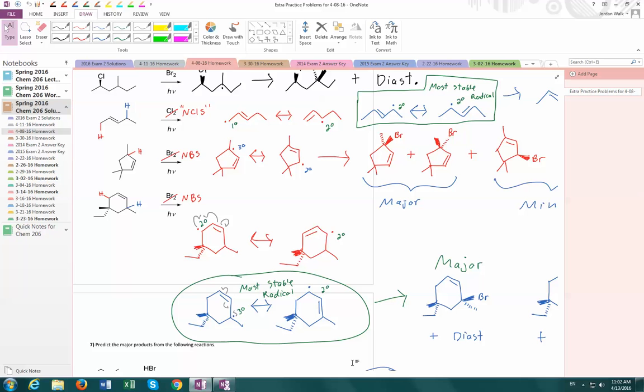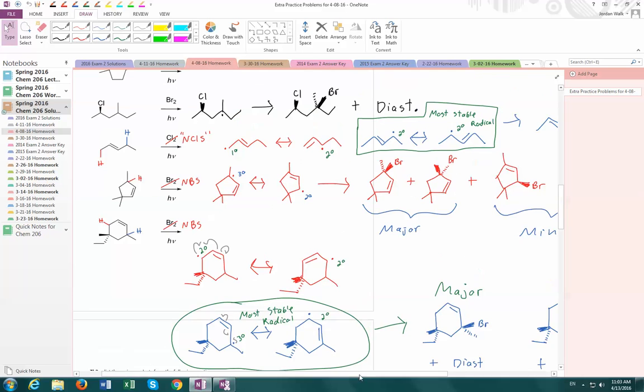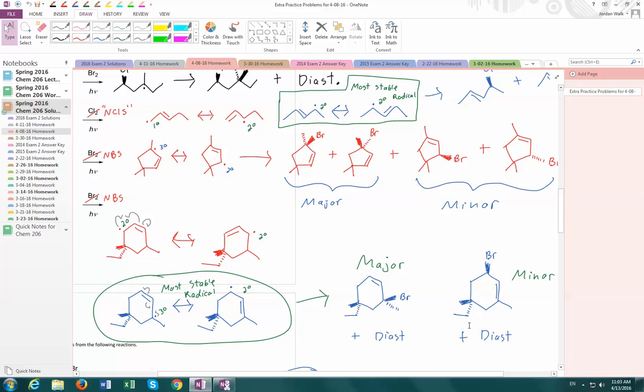So when we talk about major products, I'm asking you, of these resonance contributors, which carbon has the most radical character? Since this is the more important contributor, our major product is going to be the reaction of bromine at that tertiary center. So we have our bromine, which can attack from the front, plus the diastereomer, where the bromine can attack from the back. But we don't want to forget that we have a resonance contributor with a secondary radical, and so it's not as important. We'll still form some of that product, but in this case it's going to be the minor product. And so now we have our bromine attached there, both from the front as well as the back, plus diastereomer.